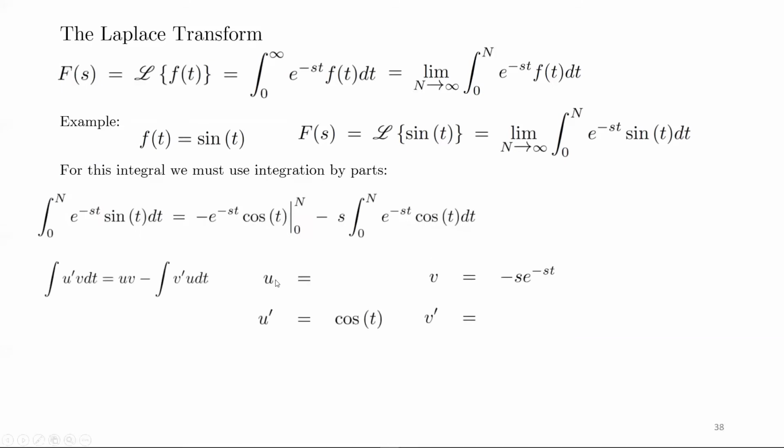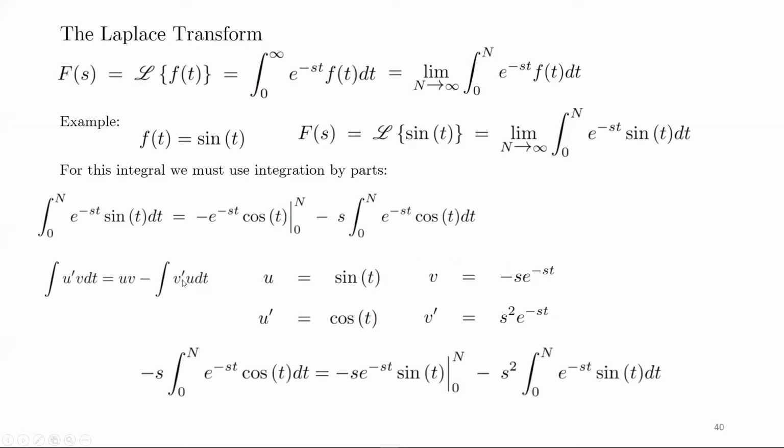So again, I'll take u prime to be cosine of t. I'll take v to be this minus s e to the minus st thing, the exponential term here. I'll integrate cosine to get u. I'll differentiate this exponential to get the v prime. And I quite simply get that u is equal to sine of t, and v prime is s squared e to the minus st. Okay, now I can put that in my integration by parts formula.